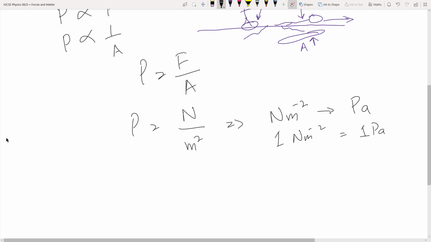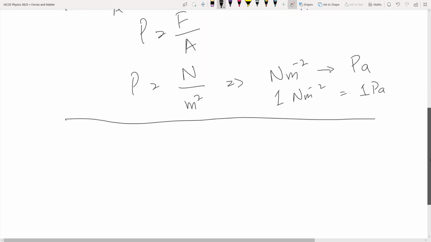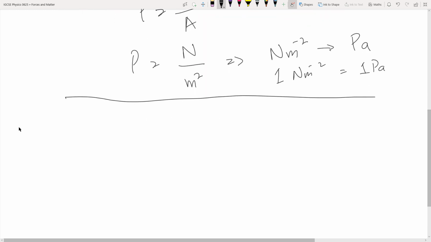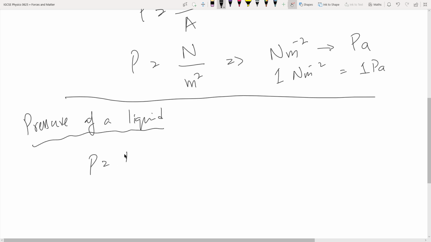Now another idea, which is hydrostatic pressure, or we can say pressure of a liquid. Now you need to understand that pressure is force over area, right? And we do know that for a mass, force would be the weight, right?